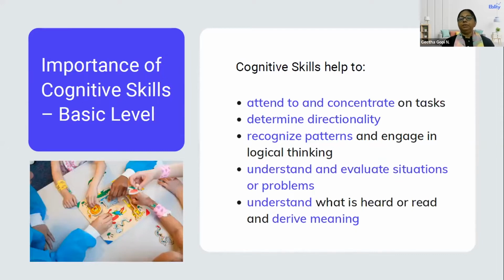So all this depends on attention and concentration, on being able to sustain attention for a certain duration of time, helping us to determine directionality, looking towards the source of the sound or the source of the visual imagery that is produced, being able to understand where to look for objects, or how to look for objects. All this forms part of cognitive skill training.